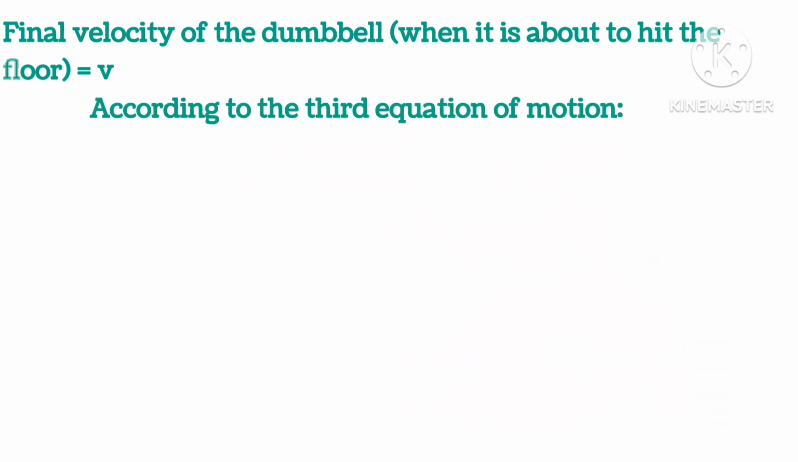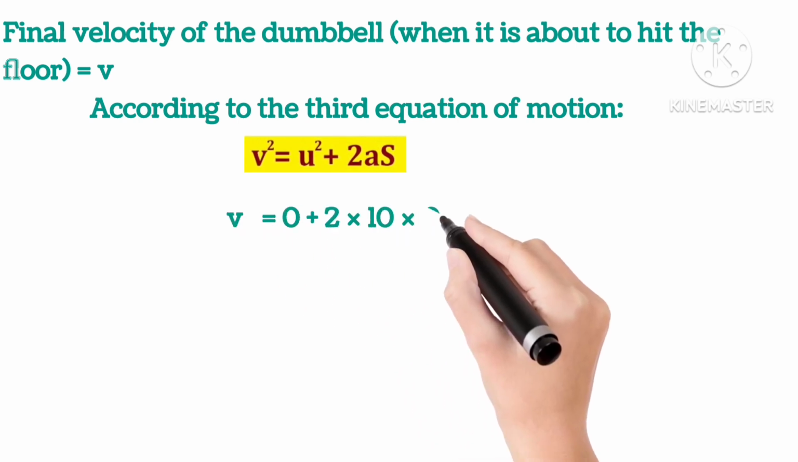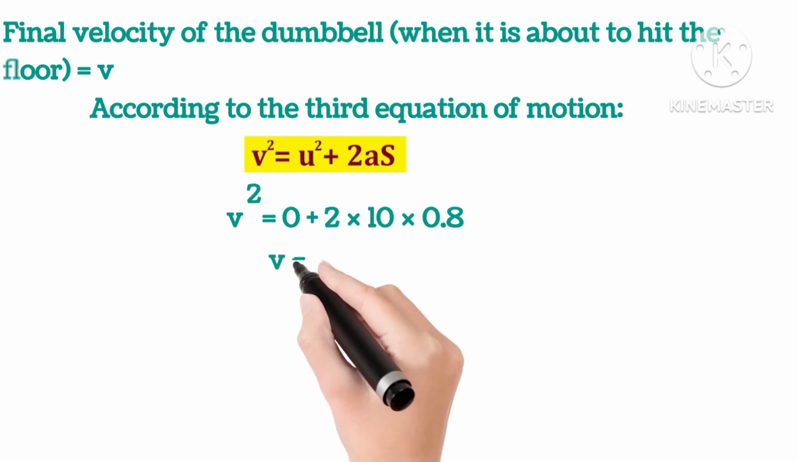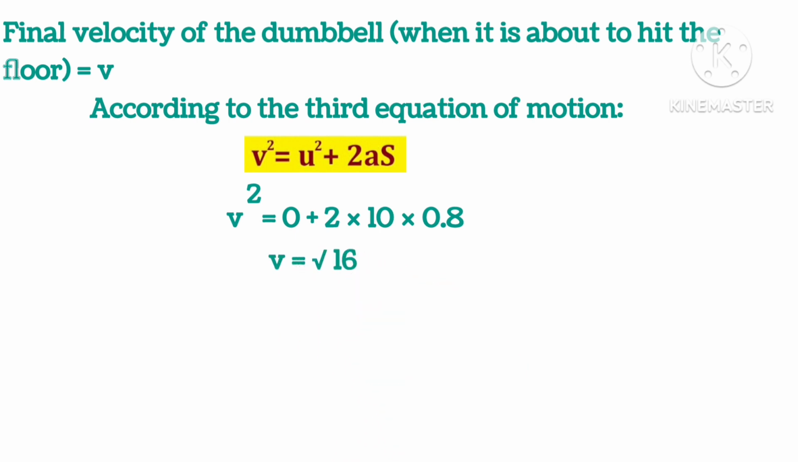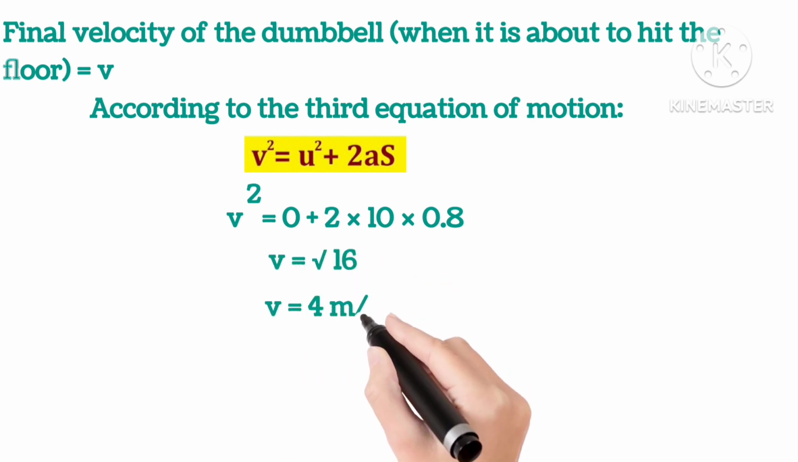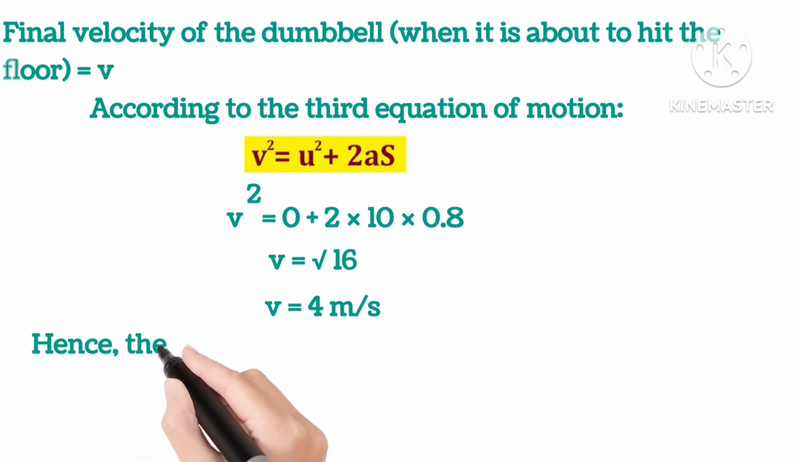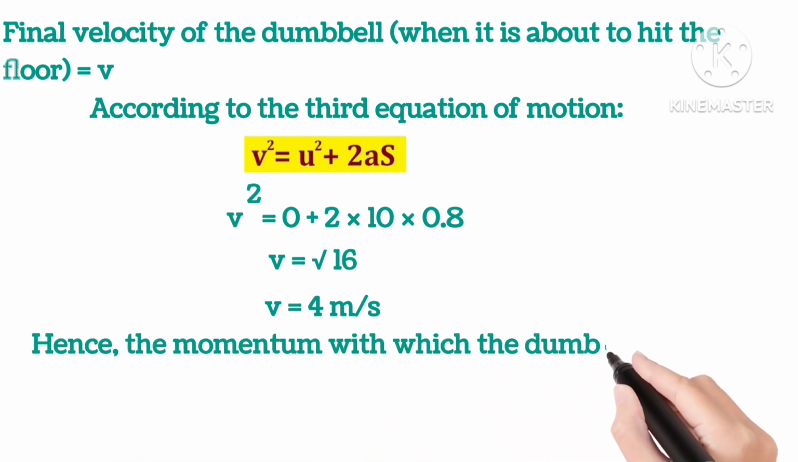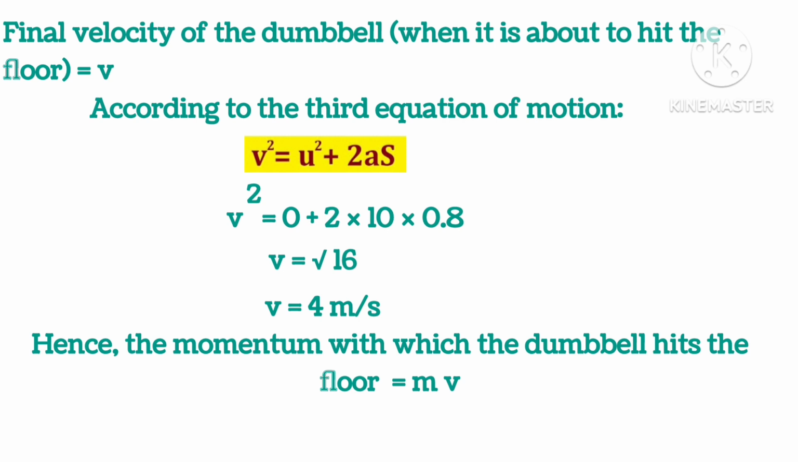Now according to the third equation of motion, v square is equal to u square plus 2as. Putting all the values here, we get v equal to under root 16, which is 4 meter per second. Hence, the momentum with which the dumbbell hits the floor is equal to m into v. Putting the values, we get 40 kg meter per second.